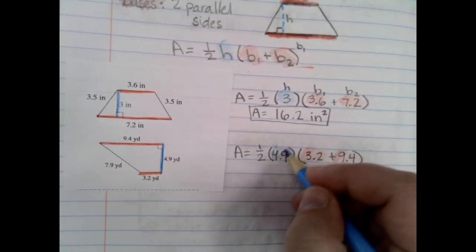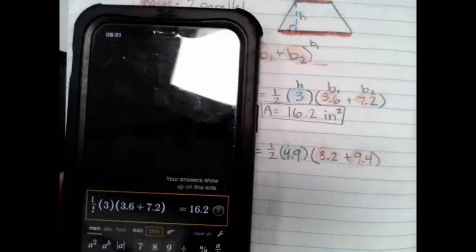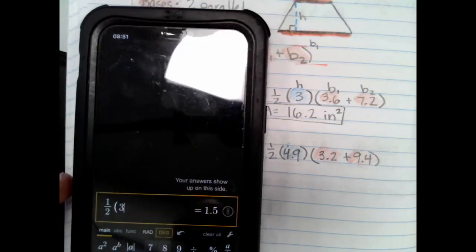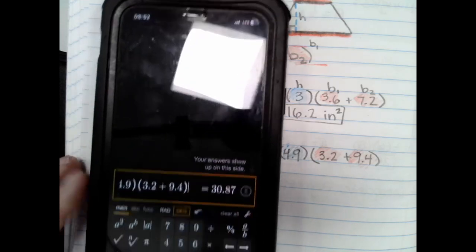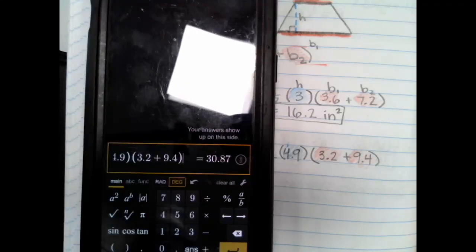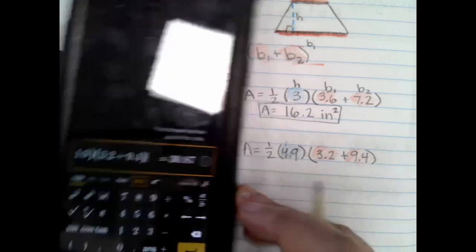Okay, throw that in our calculator. I don't know why when I use the worksheet creator that I use, it for some reason likes to use decimals on these ones. So we're going to have 30.87.